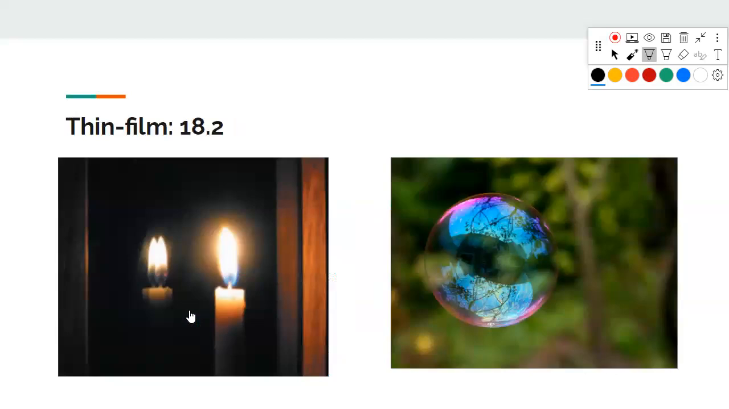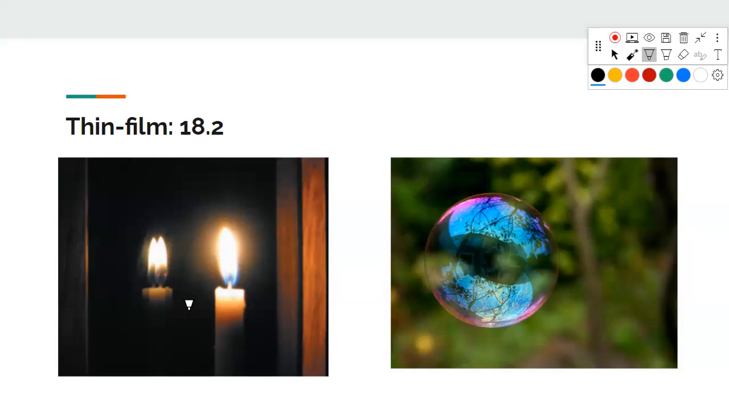Okay, so our first example, where we have a structure that is similar in size to the wavelengths of light, is so-called thin films. And one example of a thin film is on the left here, which is if you have a mirror, then the way that mirrors are typically constructed is that you have a sheet of glass and you put some metal on the back of it.